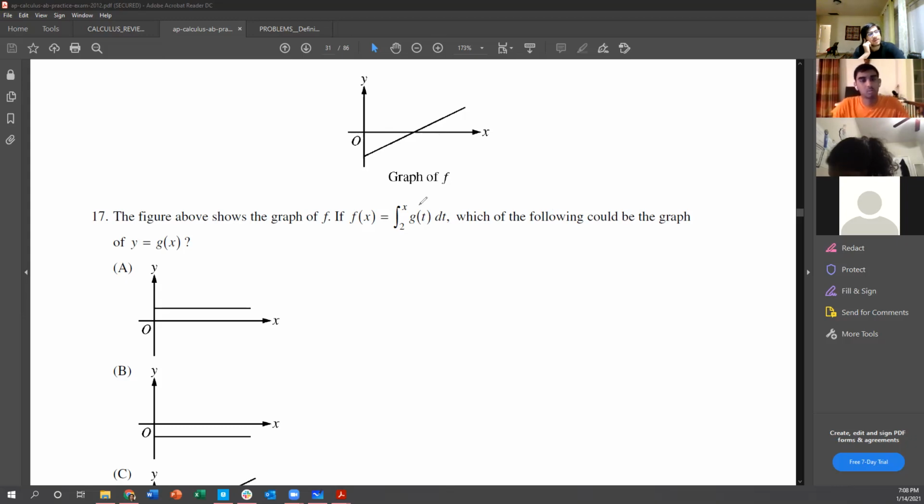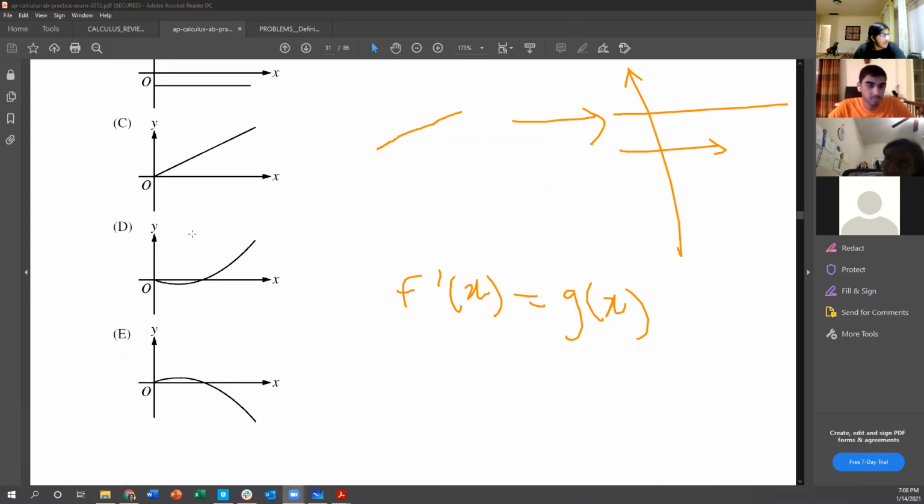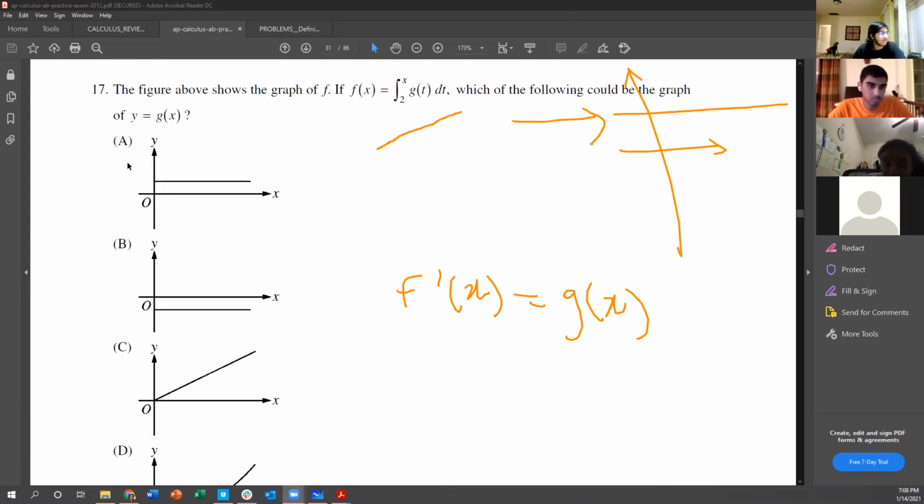Well, this is how I like to think of it. If I differentiated both sides, f prime of x would equal some form of g of x, correct? Okay, so if I differentiate this function, it should be a constant positive number. That means if I differentiated this graph, it would look something like this, if this is the x-axis and this is the y. So it's not E, it's not D, it's not C, it's not B, it's A.